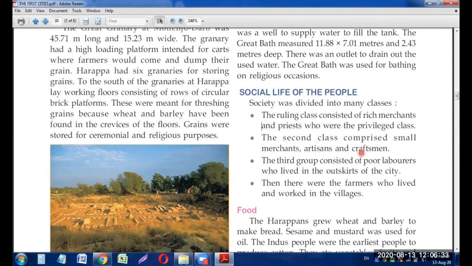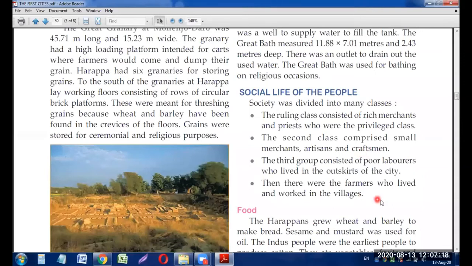And the third group, now let us see who these people are. The third group consisted of poor laborers who lived in the outskirts of the city. Outskirts means outside the city. These poor laborers used to come into the city and work, and then go back to the outskirts and live there. These are really poor people, and they are classified here as the third group. They were not allowed to live in the city as they were poor. They had to live outside the city.